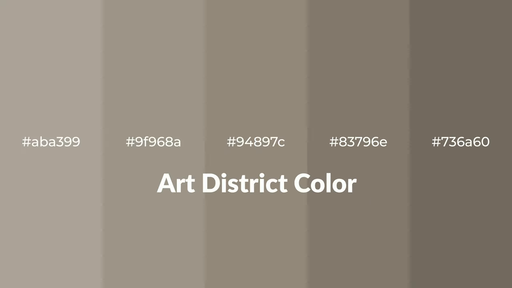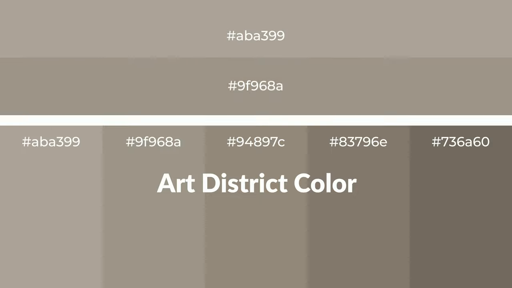Warm. Shades of Art District. Color. Width. Brown. Hue. For your next project, to generate tints of a color, we add white to the color. And tints create light and exquisite emotions. To generate shades of a color, we add black to the color, and it is used in patterns. 3D effects. Layers and shades create depth and drama.